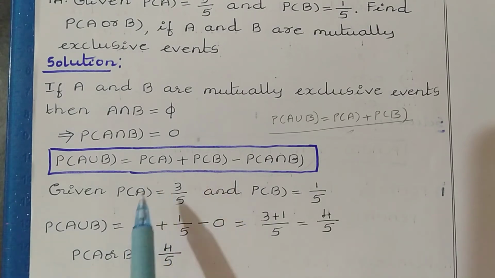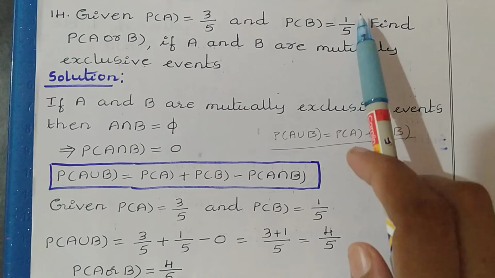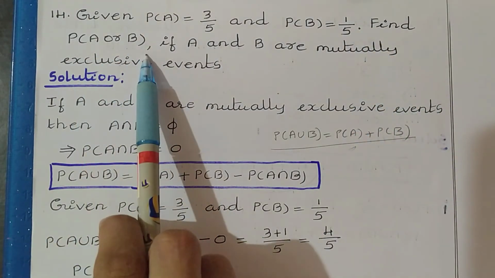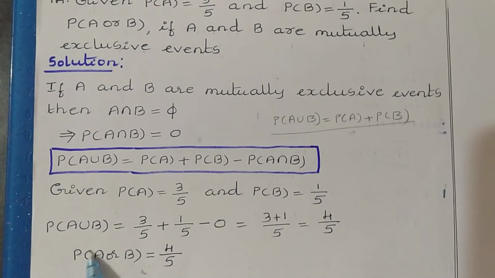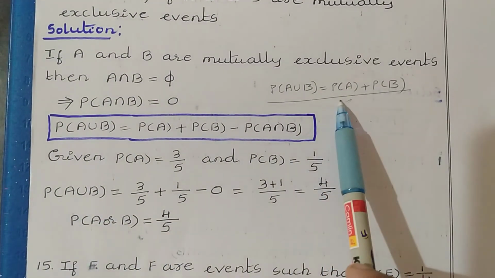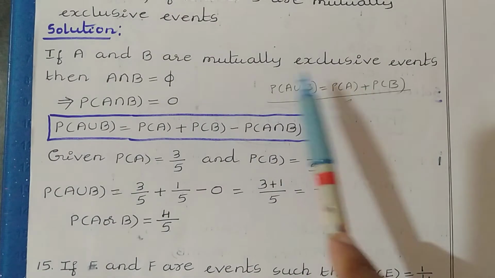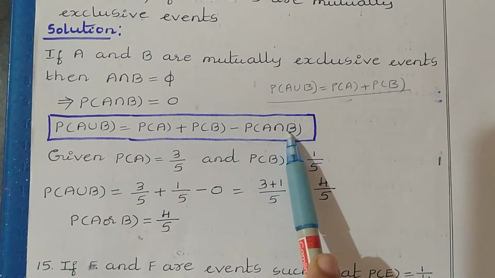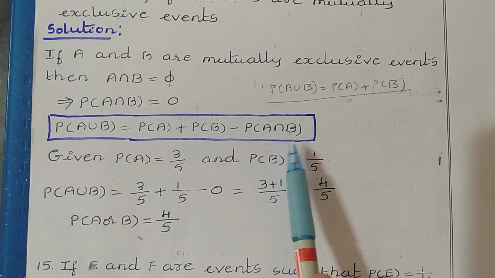So they have given probability of A as 3 by 5. Similarly, probability of B as 1 by 5. Then we need to find probability of A or B. That A or B means A union B. So probability of A union B is equal to probability of A is 3 by 5 plus probability of B is 1 by 5, and this is 0 because they have given in the question mutually exclusive. So this we can take here 0. If it is not given, then you can't take this. Then you can't solve this problem.